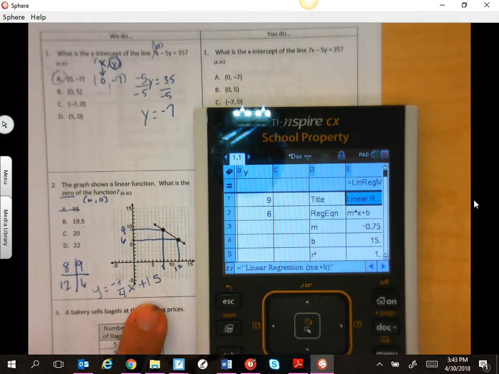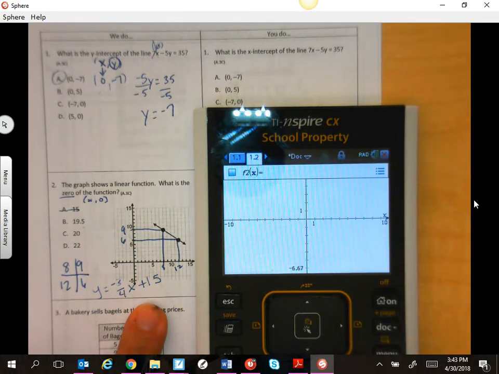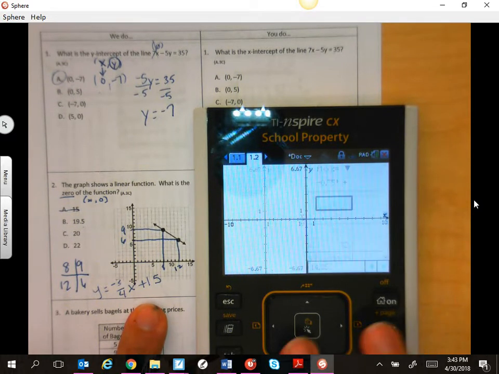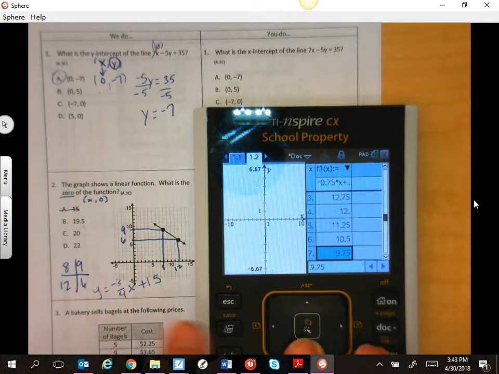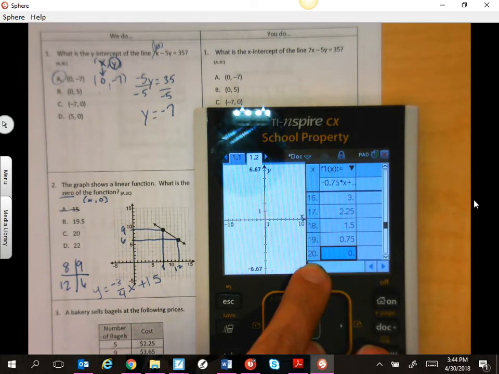So what we do need to do is say control doc, and it puts that equation into the graph. We're going to up arrow. Oh, I can't see it. You can do your window, or you can just say control T. And again, we're looking for where the y value is 0. There it is. So x is 20.